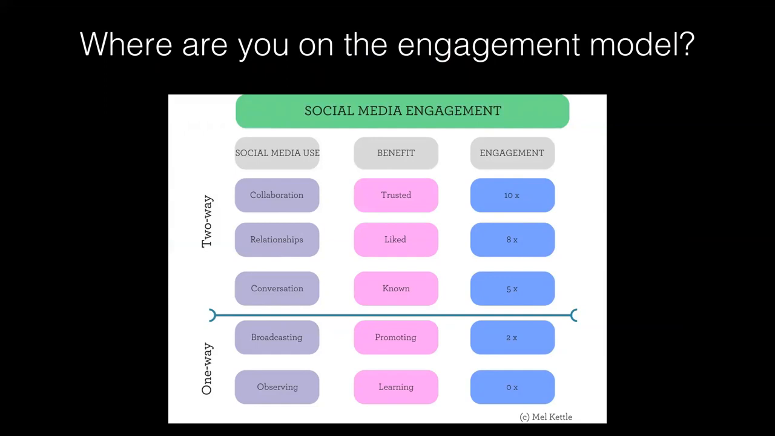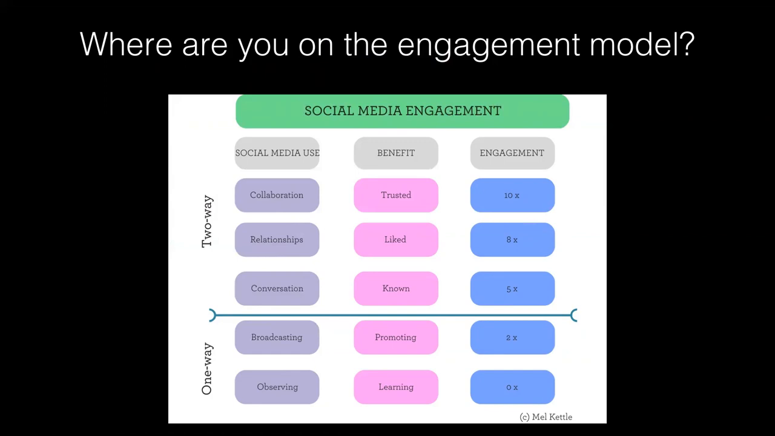The next step in the model is you start to have conversations, and once you're a bit more comfortable with the broadcasting aspect of it, then you might start to say hello to some people, comment on what they've posted, people will comment on what you've posted, and you might start just having some fairly simple conversations. And the benefit of this is that you're getting to be known above and beyond what it is that you're just broadcasting. And you can start to notice that your engagement with your audience is starting to ramp up at this stage. And this can often have a flow-on effect to your business.